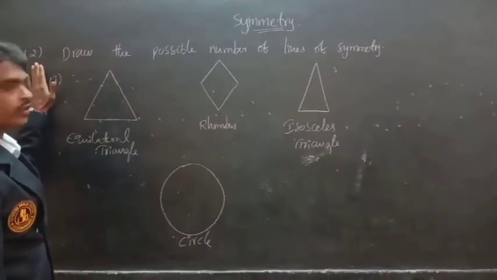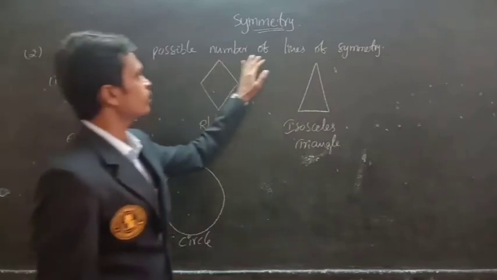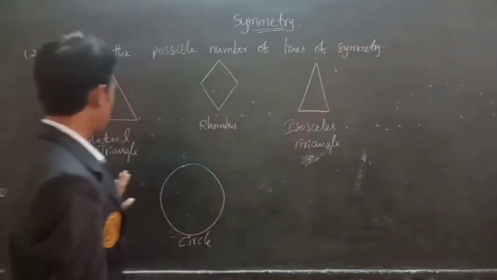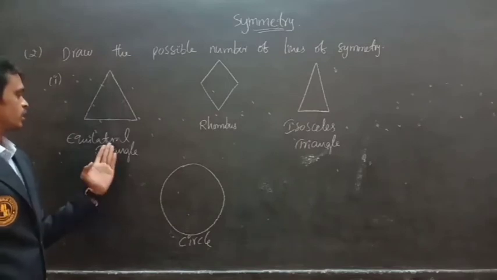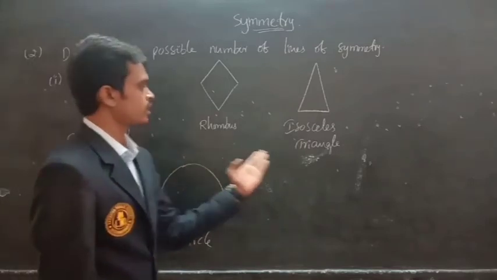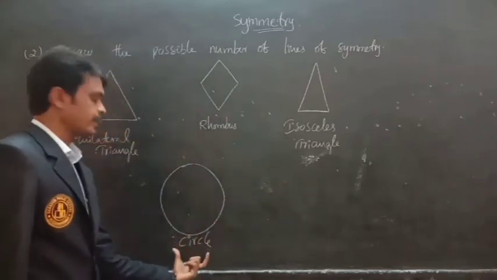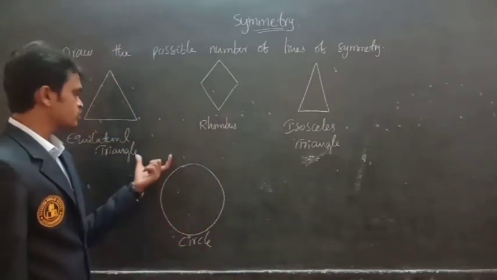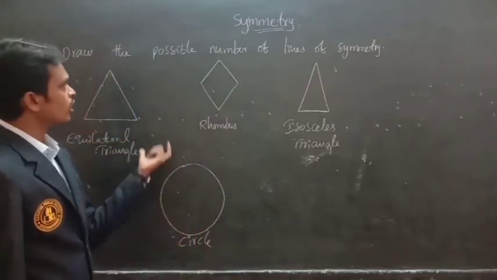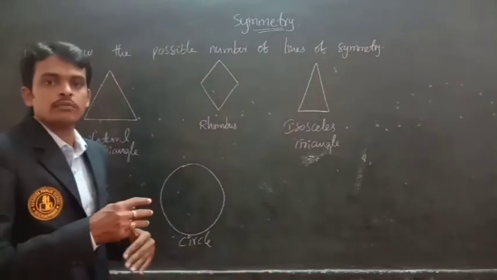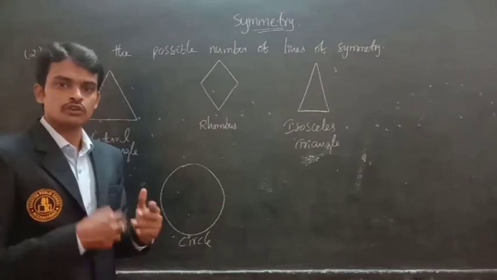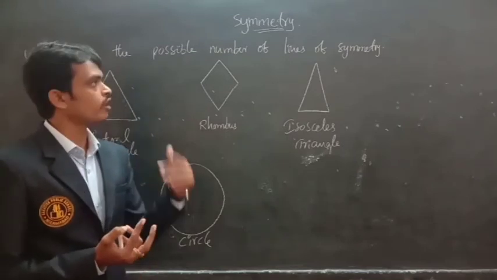Second problem: draw the possible number of lines of symmetry of the following figures. Here they have given geometrical figures: equilateral triangle, rhombus, isosceles triangle, and circle. For these geometrical figures, you should draw the possible number of lines of symmetry. We should draw that many lines of symmetry.